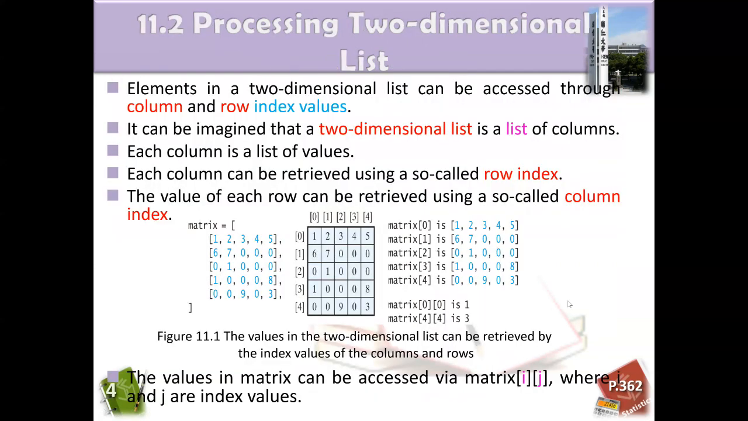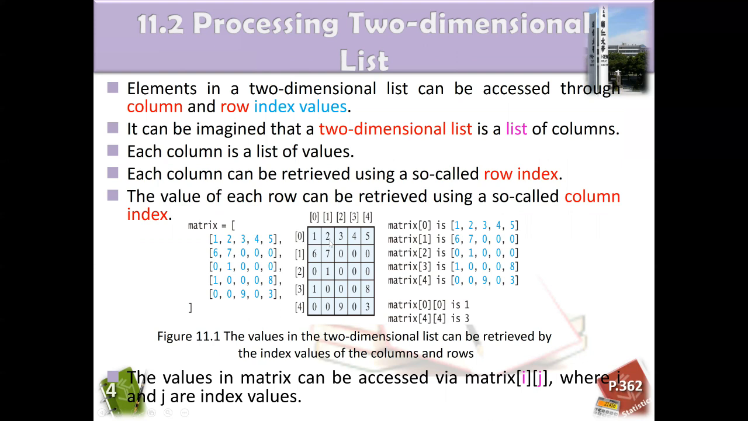Okay. So elements in a two-dimensional list can be accessed through column and row, as I say, index value. It can be imagined that we have a two-dimensional list. It's a list of rows. Each row is a list of values. So each row can be retrieved with the so-called row index. And the value of each row can be retrieved using the so-called column index.